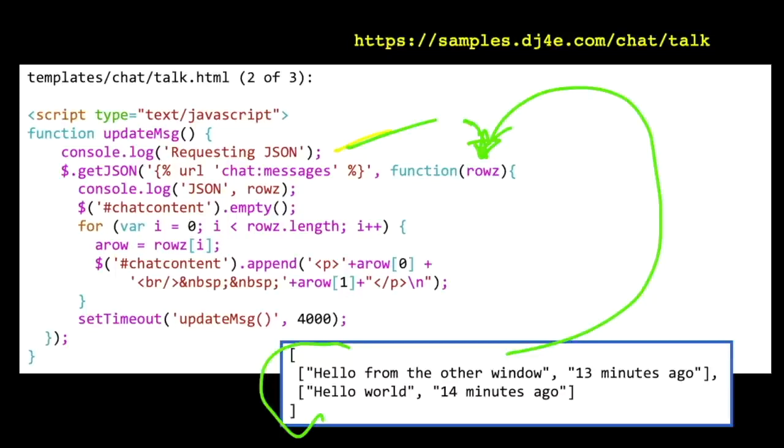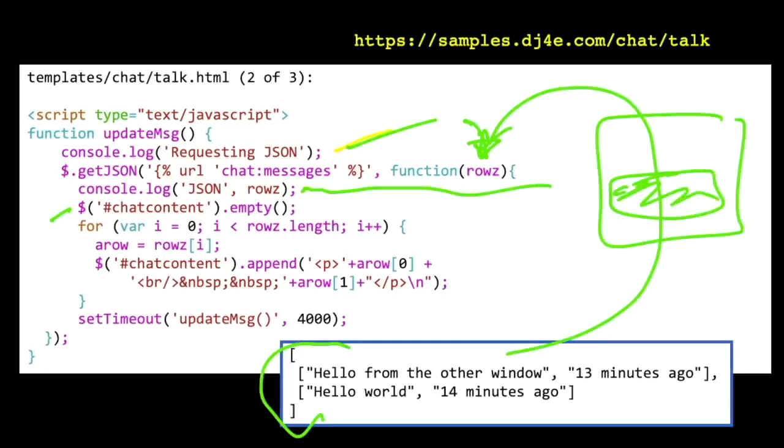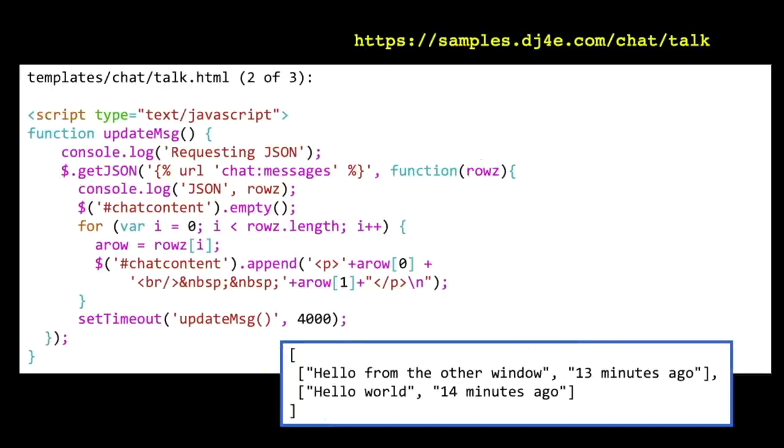Until you're really comfortable, I put a console.log so you see each time it's called. Then I'm going to do chat content empty, and remember the chat content is that little part right there that we're going to wipe out. That's just jQuery to wipe it out. And then I'm going to loop through the rows. There are two rows here, rows.length is 2.